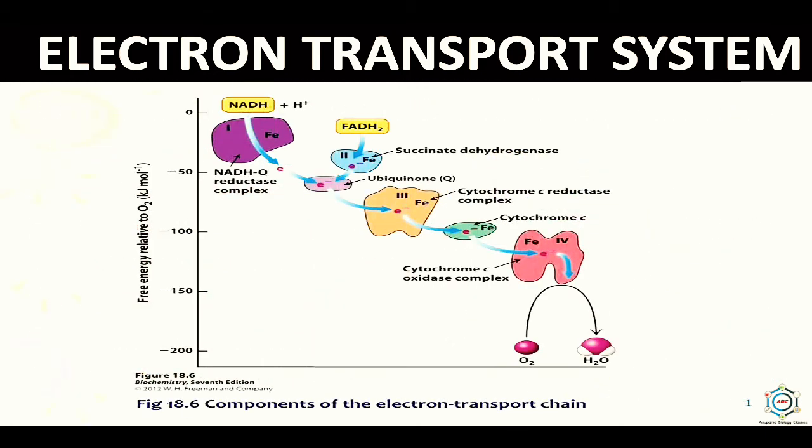There is a fifth complex, that is ATP synthase complex, which is involved in ATP synthesis. These complexes are arranged in a definite sequence in the inner mitochondrial membrane. Reduced coenzymes transfer their electrons and protons through the electron transport system, which is discussed in the next slide.